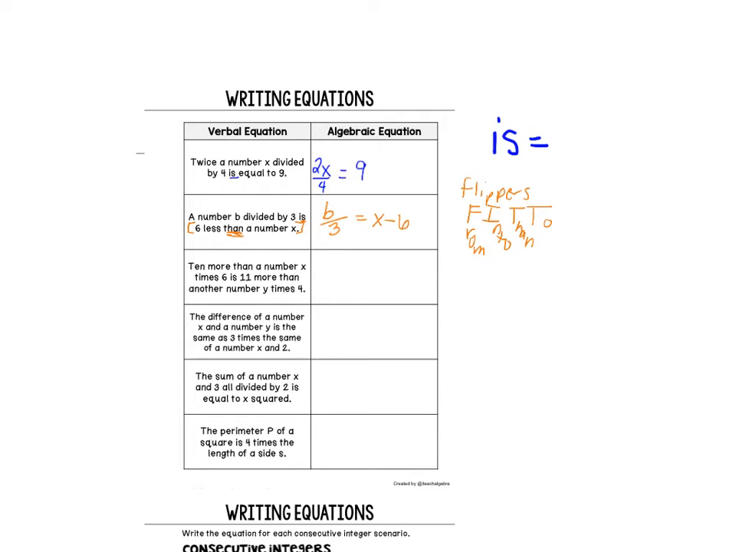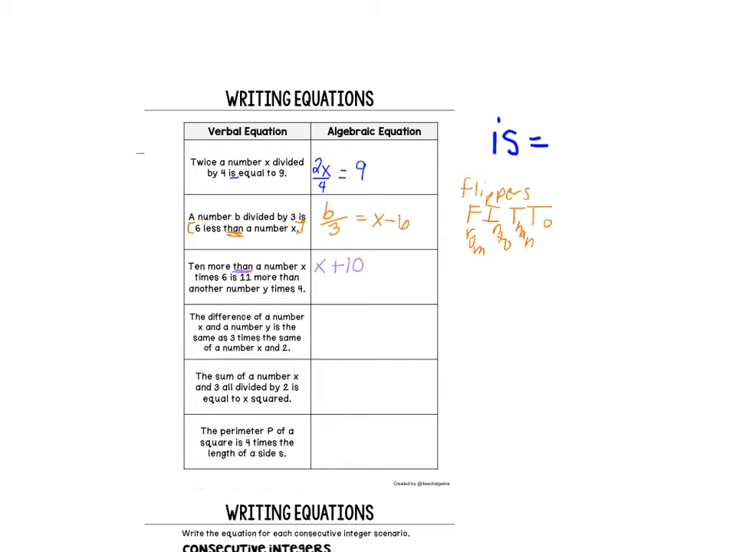Next one, 10 more than a number x times 6 is 11 more than another number y times 4. Try and write the equation on your own. All right, so we've got 10 more than a number x. Here's that flipper again, than. So we've got x plus 10. 10 more than x is going to be written x plus 10.